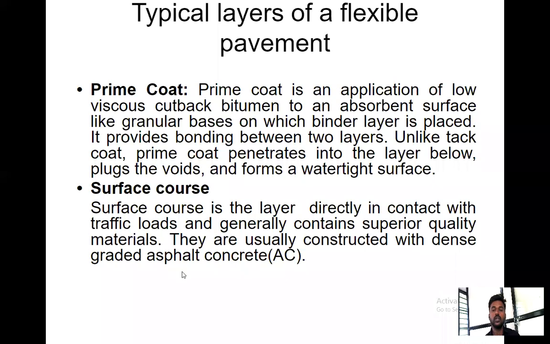Now we have seen the coats. Now we will see the courses, that is the layers. At the top there is the surface course. The surface course is the layer directly in contact with the traffic loads and generally contains superior quality material. They are usually constructed with dense graded asphalt concrete. What is the surface layer? It is the topmost layer, which is directly in contact with the wheel load, and generally it contains superior quality material because it is directly in contact with the load.